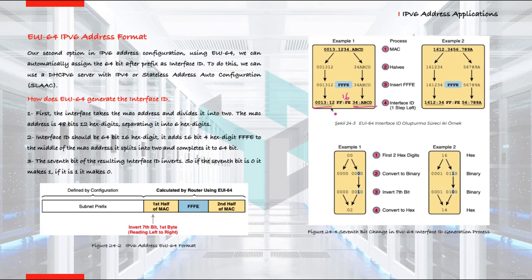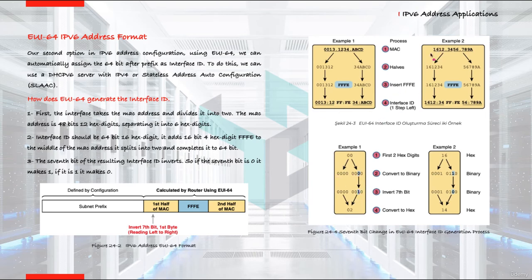After that, we change the 7th bit of our MAC address to 0 if it is 1, and to 1 if it is 0. Let's write the first 2 values here. Our first value is 0. The binary equivalent of this makes 4 zeros, as you can see here. Our second hex value is 0, and the binary equivalent of 0 is 4 zeros. Here the 7th bit translates as 1 because it is 0, and when it translates as 1, it becomes 02. So our interface ID here will start with 0213.